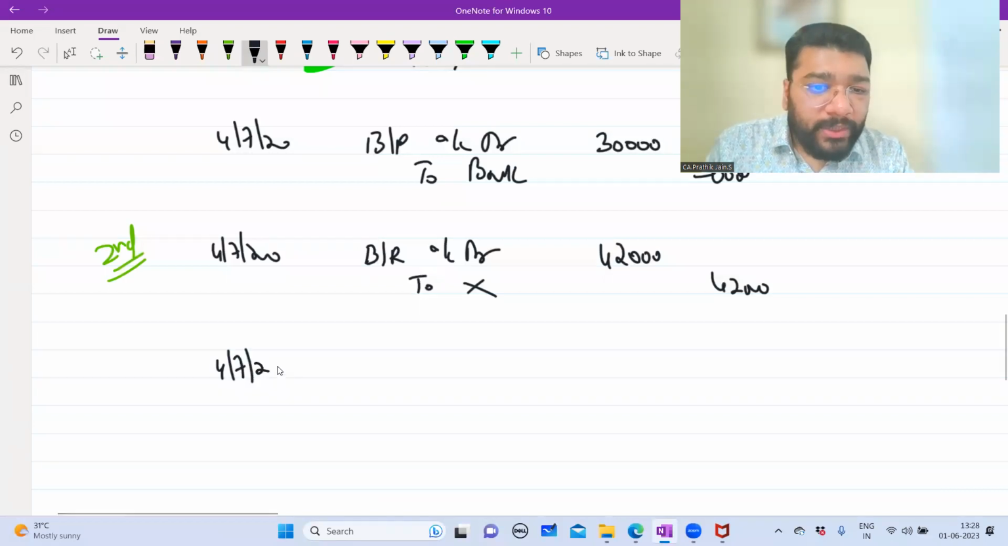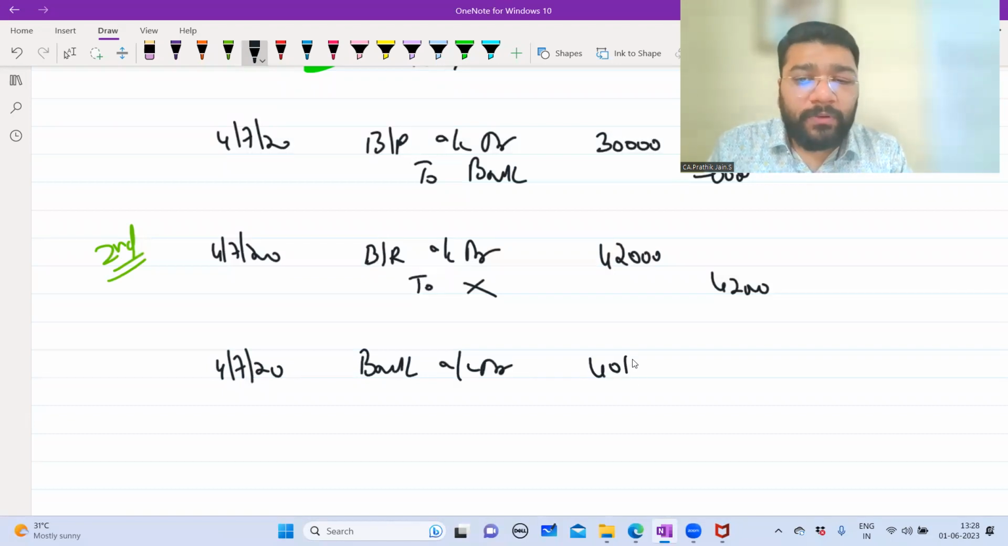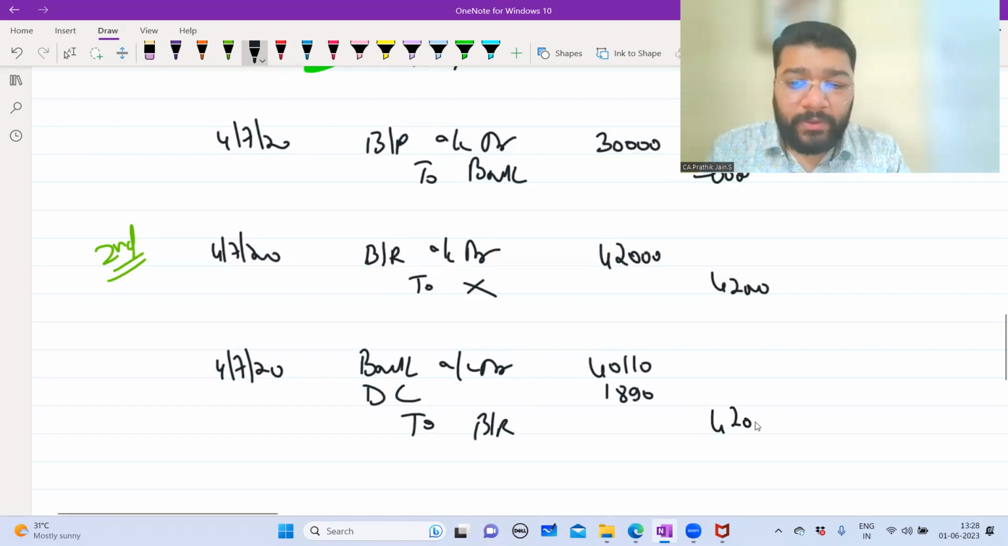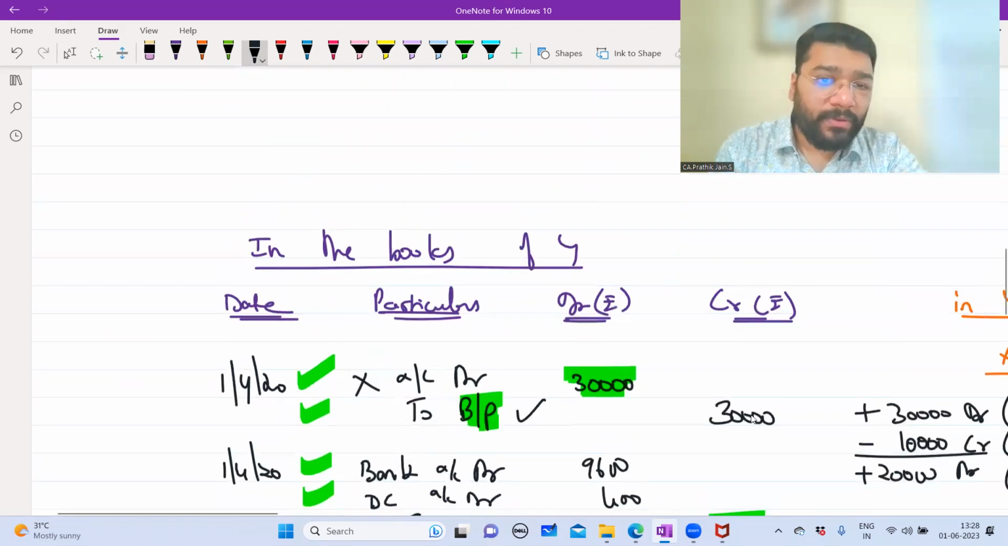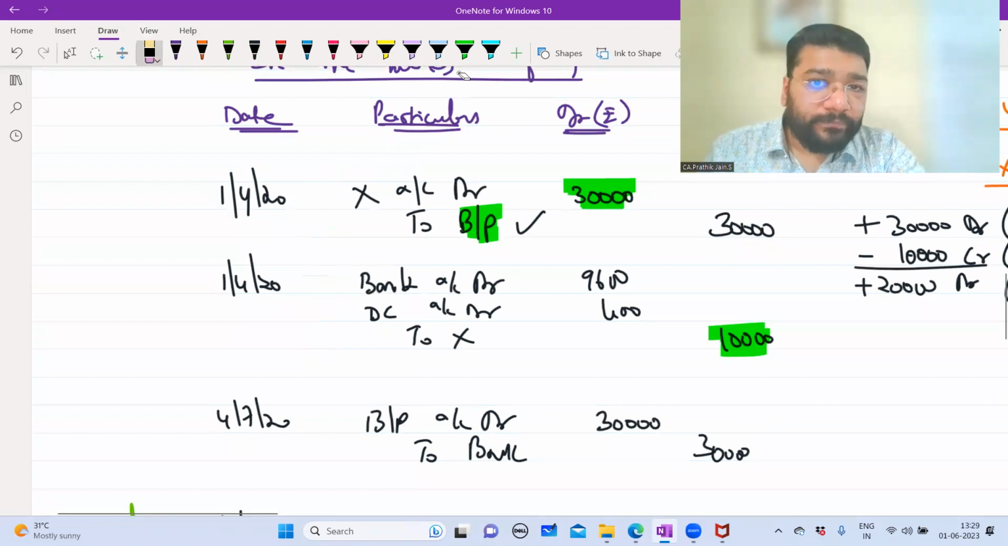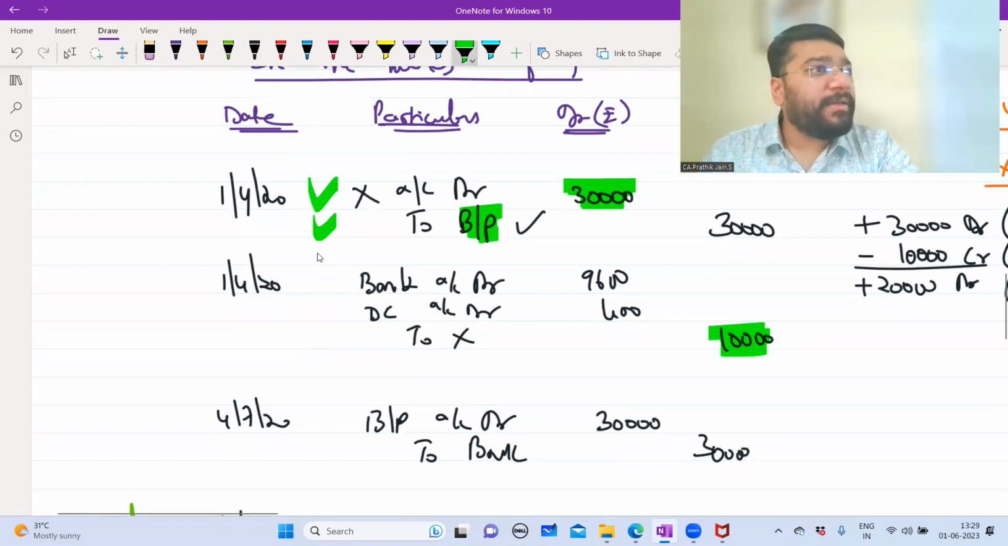4th of July 2020. Bank account debit. How much? 40,110. Discounting charge how much? 1,890. To bills receivable, 42,000. Understand this very carefully. Yes, X account debit to bills payable. Is this clear? First bill, X has drawn, Y has accepted. So Y has the liability. So X to bills payable.